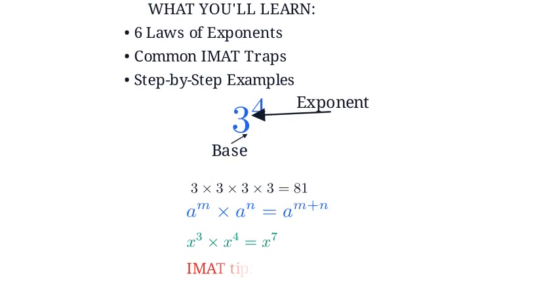Law 1 is the multiplication rule. When multiplying terms with the same base, keep the base and add the exponents. So a^m times a^n becomes a^(m+n). For example, x cubed times x to the fourth equals x to the seventh. Remember, the base must be identical or you cannot add the exponents.